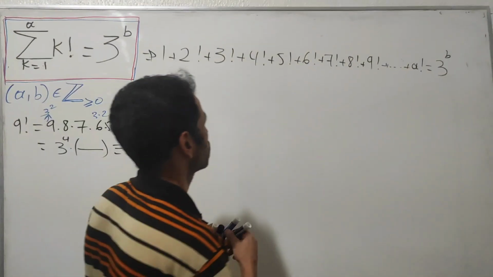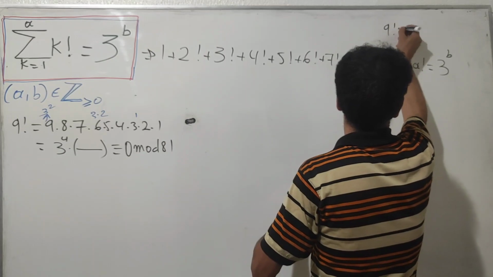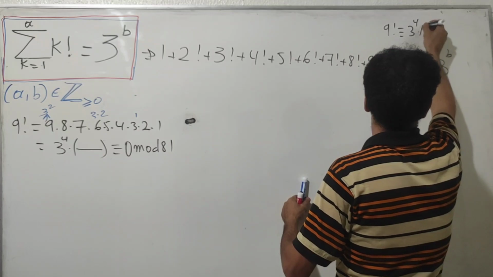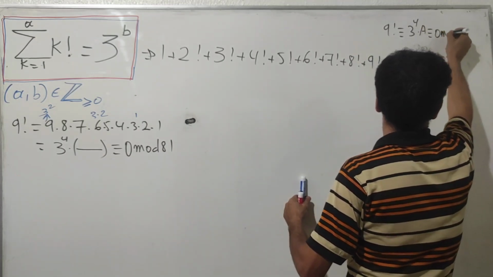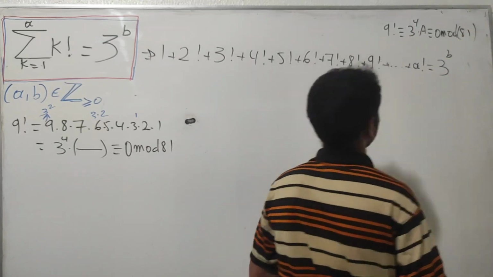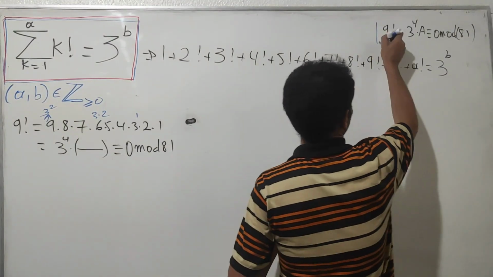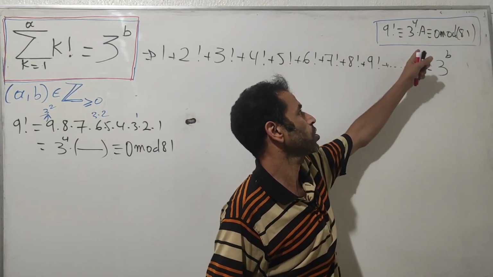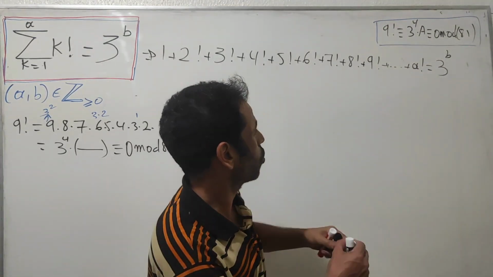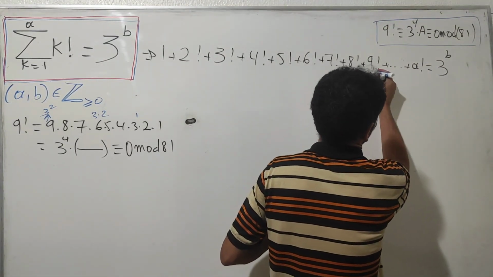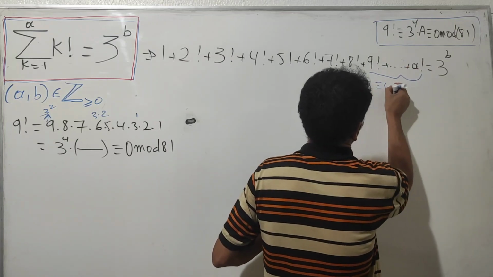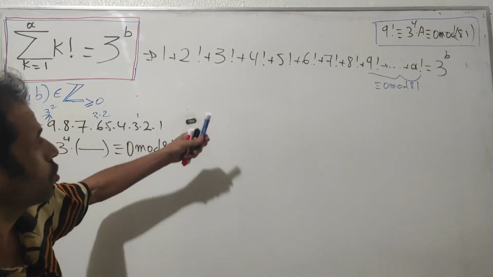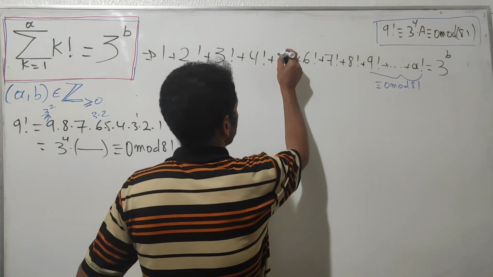Now let's put this one here. So I get 9 factorial, which is congruent to 3 to the 4th multiplied by capital A, which is congruent to 0 mod 81, okay? So this is very important. Since 9 factorial is congruent to 0 mod 81, which means all the following integers are going to be congruent to 0 mod 81. It's more clear here.